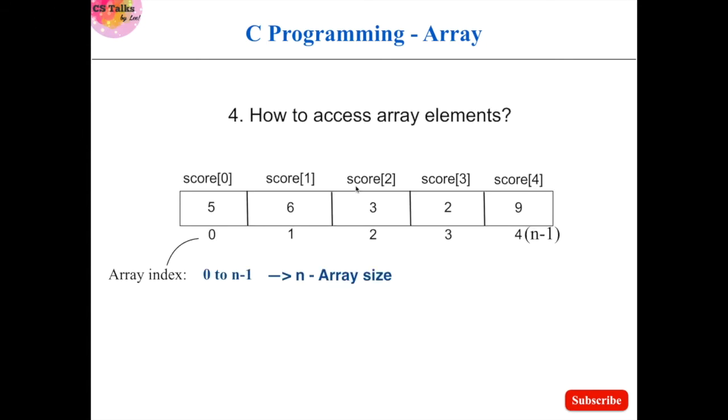This is the diagrammatic representation of an array. Here these numbers are called as array index, which always starts with 0 and ends with n-1. That is 0 to n-1. Here n is array size. And then the score of 0 will give you the first element and the score of 1 will give you the second element and so on. Simply you have to use array name followed by array index.